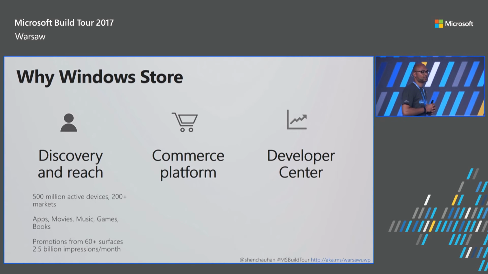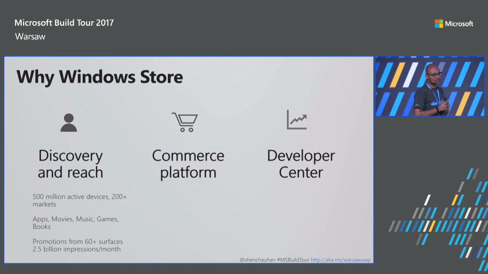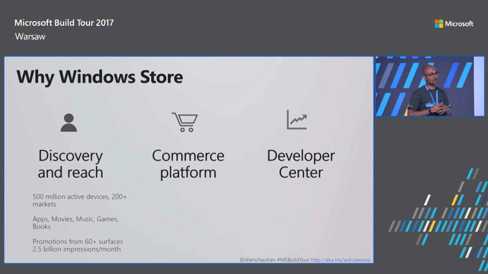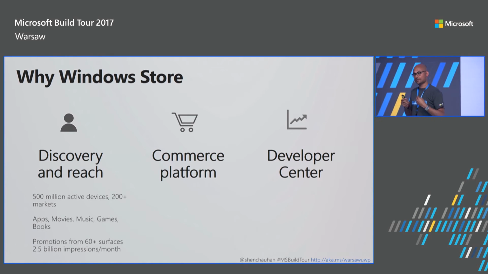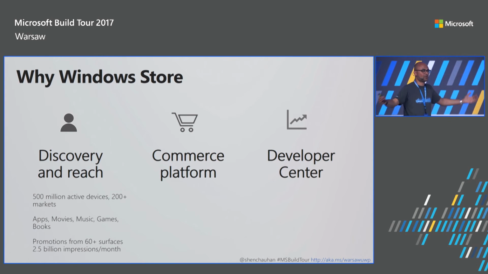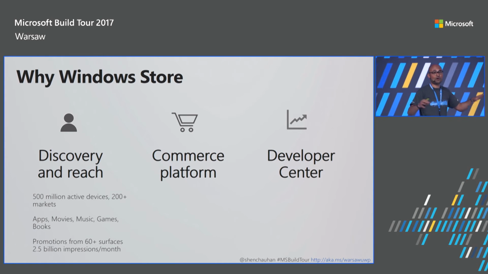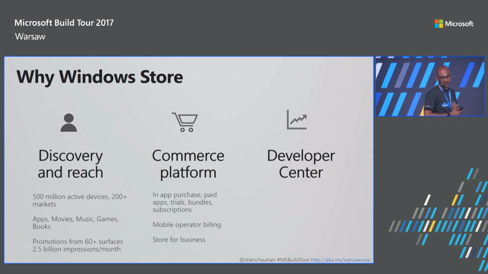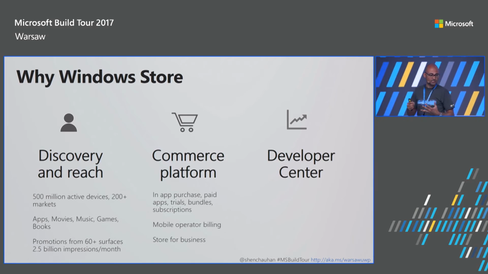And then the other thing is the promotions. So we have 2.5 billion impressions a month on the store. This means that people can discover your apps pretty easily because the Windows surfaces are spread far and wide across Bing and the shell. Now, the commerce platform also enables you to do an in-app purchase, trials, bundles, and downloadable content. And remember, this isn't just for consumers. If you're a store for business, this also applies. If you're selling things in a suite, you can use these particular features.